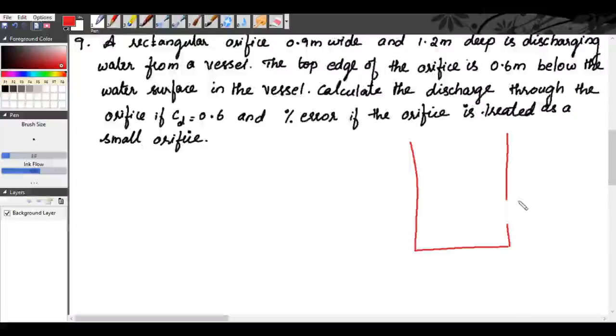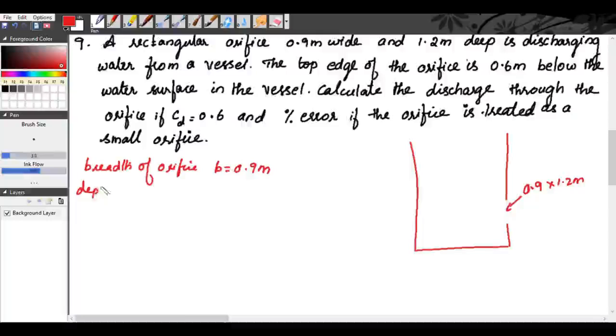So this rectangular orifice is 0.9 meter wide and 1.2 meter deep. That means the breadth of the orifice B is equal to 0.9 meter and the depth of the orifice small d is equal to 1.2 meter. It is discharging the water from a vessel. The top edge of the orifice is 0.6 meter below the water surface in the vessel.